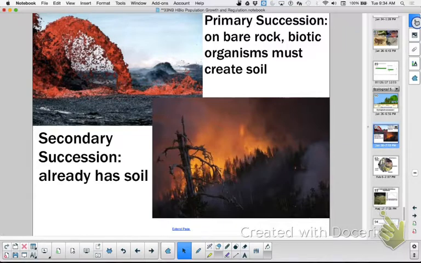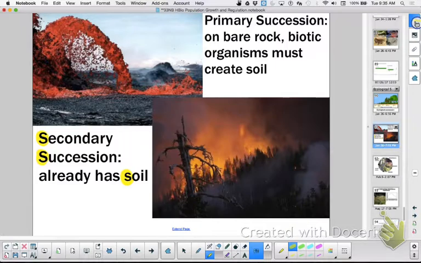If you had a lava flow that went across an area and now it's just solid rock, like in Hawaii, then it's got to break that rock down. So that would be an example of primary succession. Secondary succession would be like if you had a wildfire and it burned through all the plants, but you still have soil. So secondary succession, that's how I remember that. Secondary succession soil. Secondary succession soil.